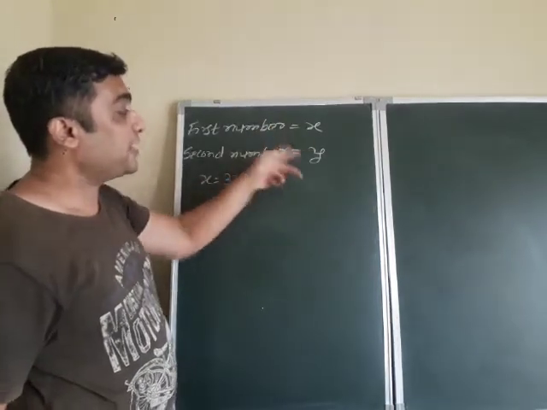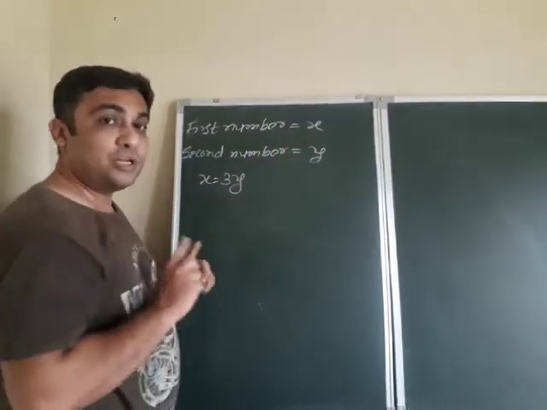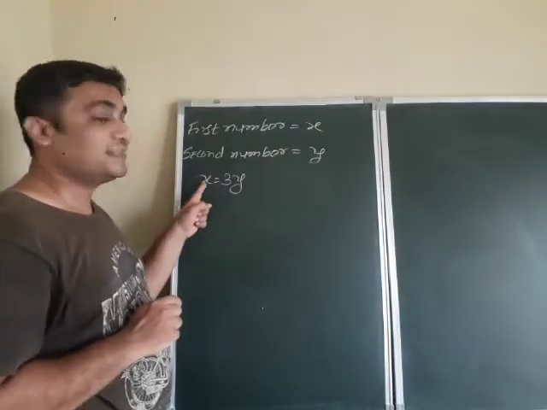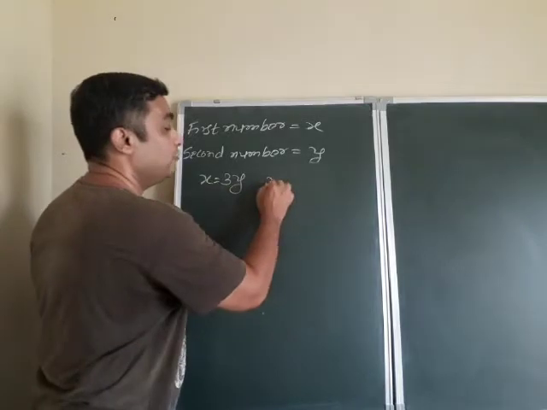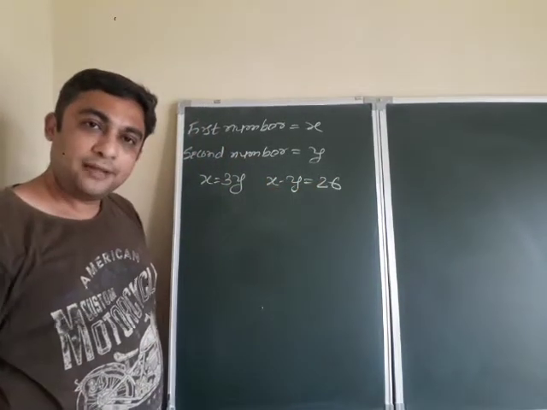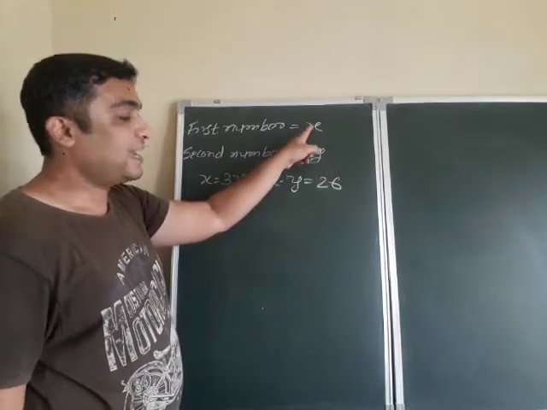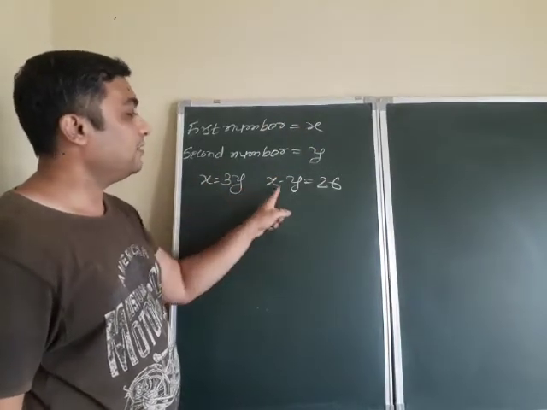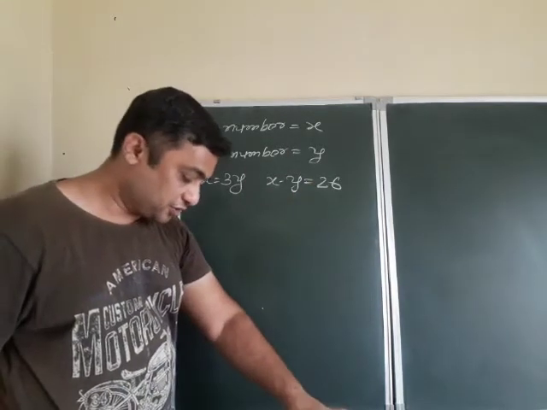Now the difference of x and y is given as 26. It is the positive difference. So x is greater and y is less, so we take the difference x minus y, because my x is greater than y. So two equations are formed: x is equal to 3y and x minus y is equal to 26.